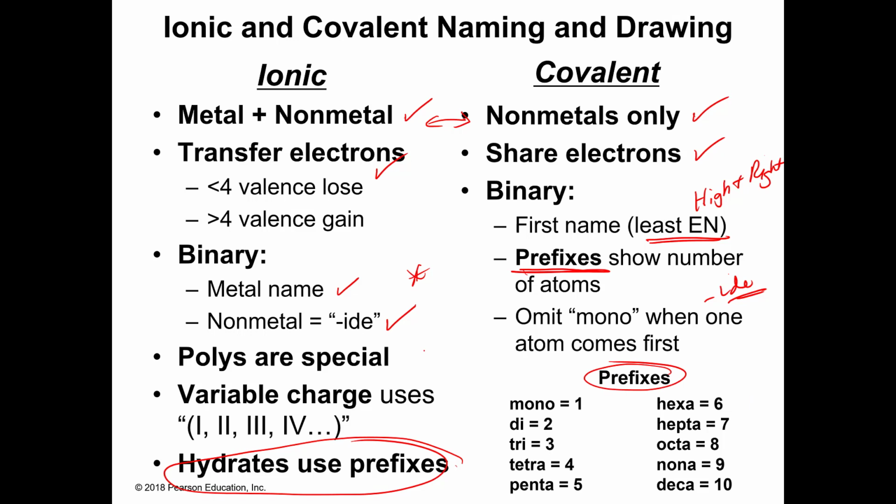Remember, in ionics, you have polyatomics, which have special names, and then some things can have variable charges, so you're going to have to use those Roman numerals in parentheses if it's a transition metal or one of those special ones that are multivalent.